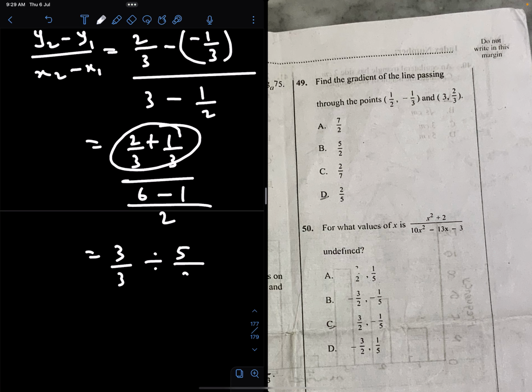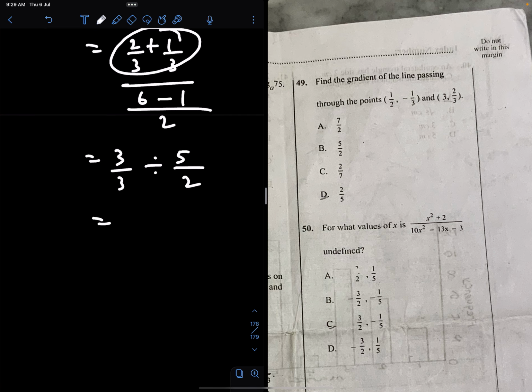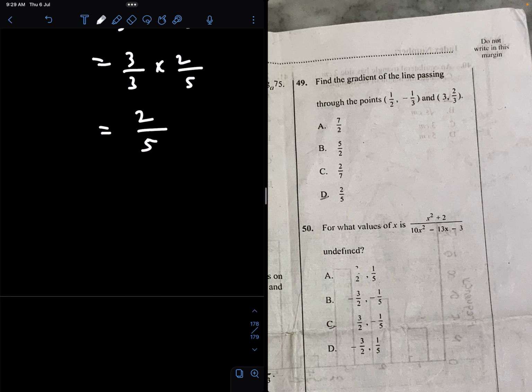And that simply means 3 over 3 times 2 over 5, and 3 over 3 is actually the same as 1. That's the same as 2 over 5, and the correct option is D. Now we go straight to the next, and that's indeed the last one.